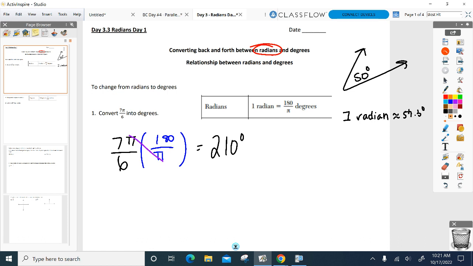Okay. So 210 degrees is the same as 7 pi over 6. We're going to start graphing these in a minute, but in radians. All right. So that's how you go from radians to degrees. You multiply by 180 over pi. And again, do I always give this to you? Yeah. So you don't have to memorize it. Just find it on the formula sheet. All right. Let's go in reverse now.